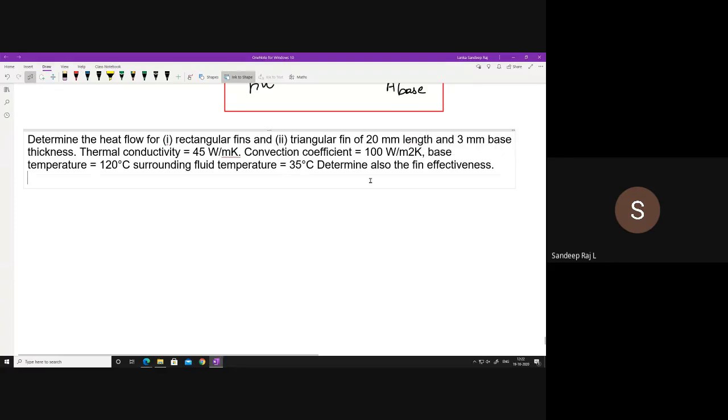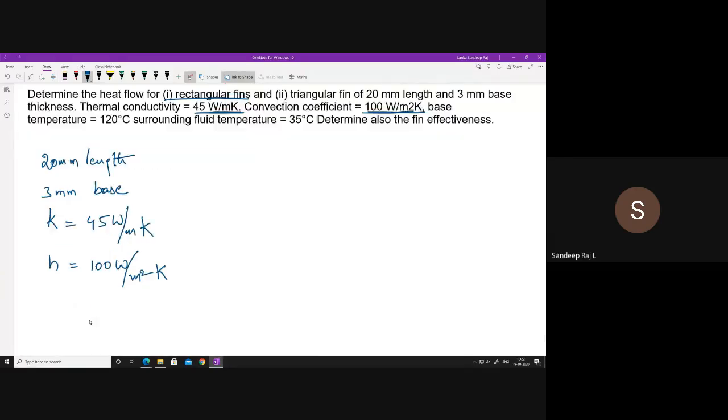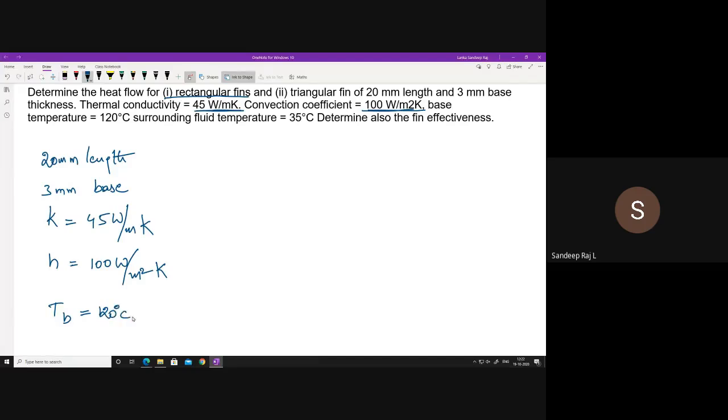This is square actually. Here you have to determine the heat flow for rectangular fins and triangular fins for 20 mm length. 20 length is given in the question, and 3 base is given. Thermal conductivity is given as 45 watt per meter Kelvin, and the heat transfer coefficient is 100 watt per meter square Kelvin. So K is 45 W/mK, and h is equal to 100 W/m²K. T_B is also given, the base temperature is 120 degrees centigrade. Surrounding fluid temperature, that is T infinity, is 35 degrees centigrade.